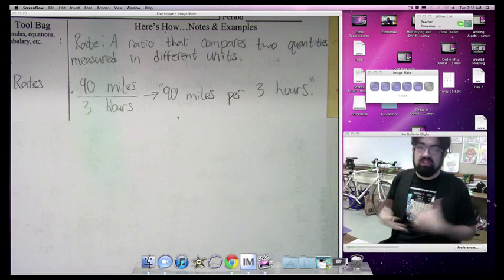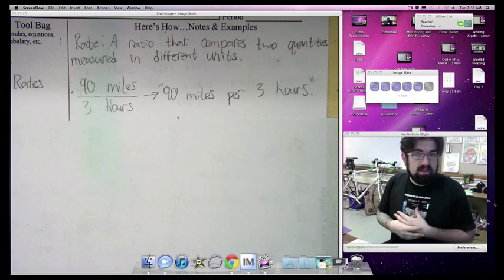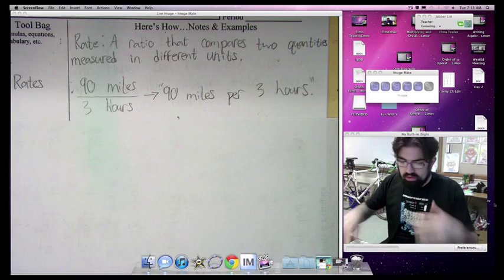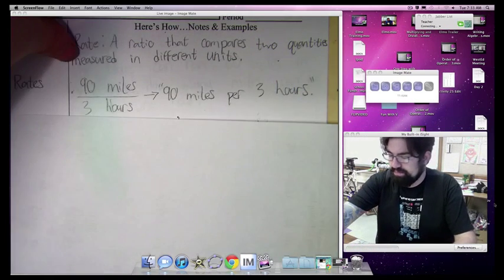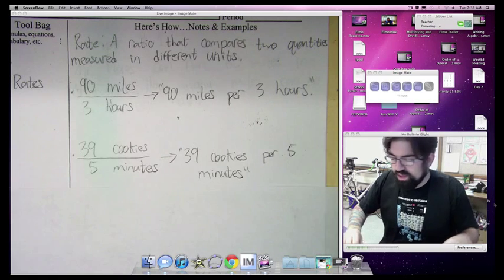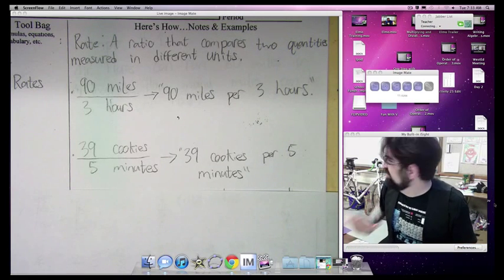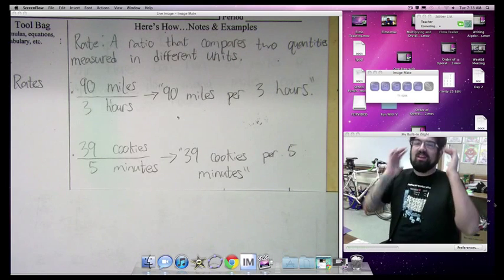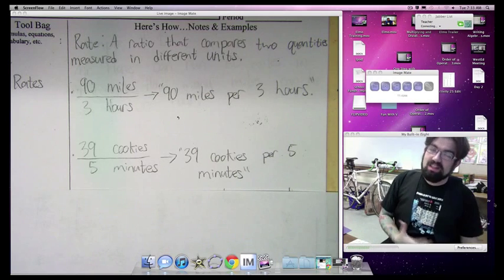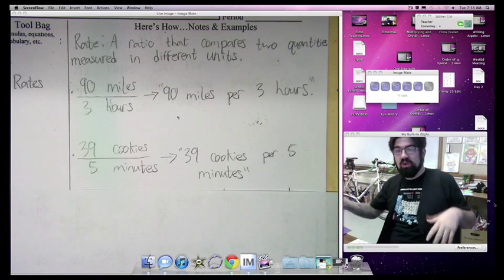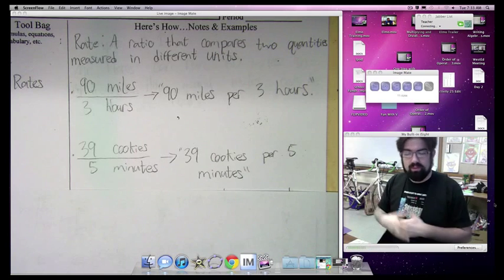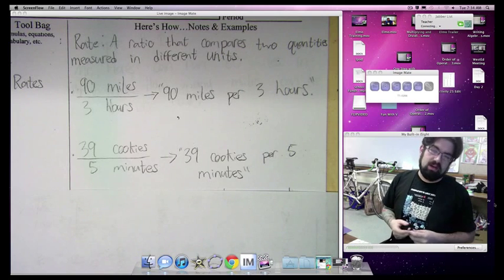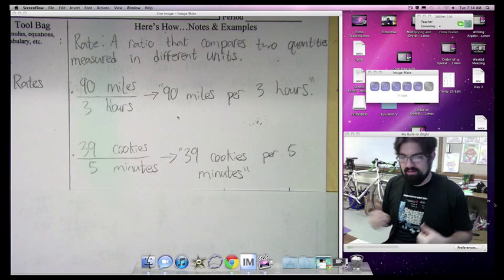So it doesn't even have to be money or time, which usually they are. But it could be, I can bake 5 cakes with 3 cups of flour and stuff like that. So we will get more into that later. We have another rate: let's say you're baking and you make 39 cookies in 5 minutes. That's a rate. You're comparing cookies and minutes. How do they interact? Well, I can make 39 in 5 minutes. Sick. Bake me some cookies or tamales. I love cooking and food.